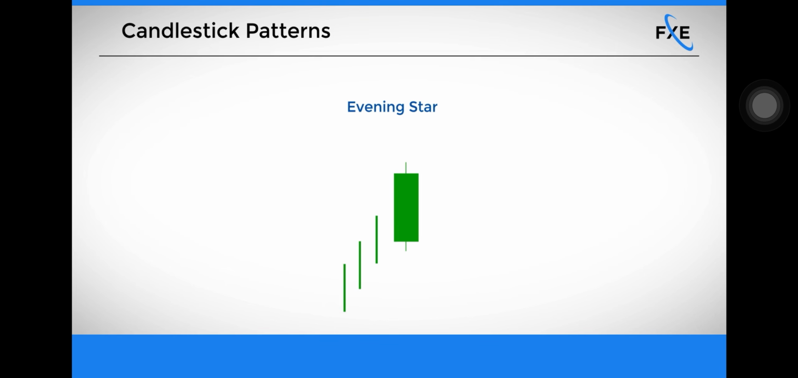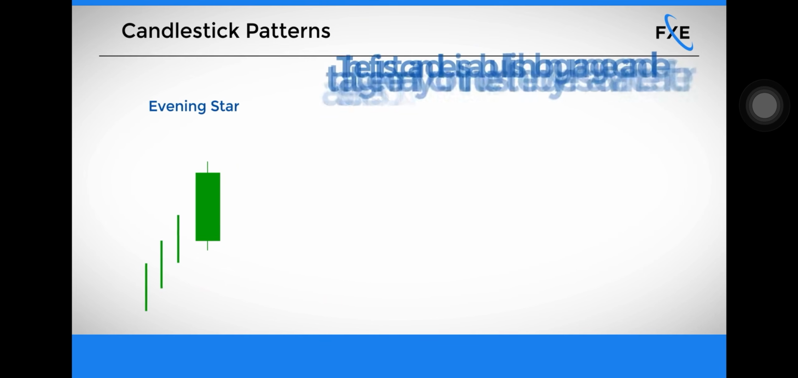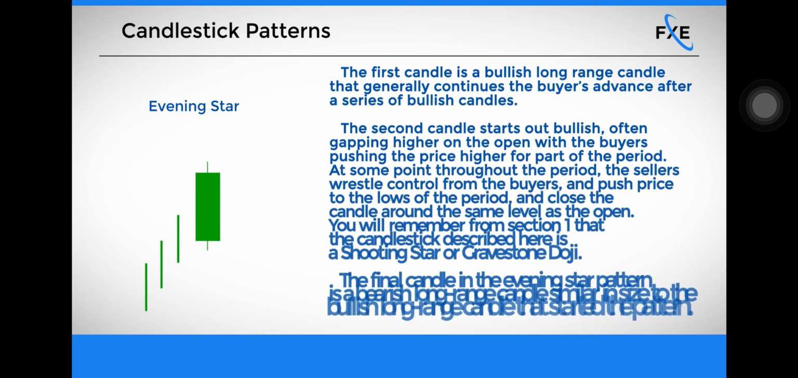An evening star is a bearish reversal pattern that is often found around the top of an uptrend. It warns of a potential reversal in the uptrend and may be the beginning of a bearish trend. The first candle is a bullish long-range candle that generally continues the buyer's advance after a series of bullish candles.